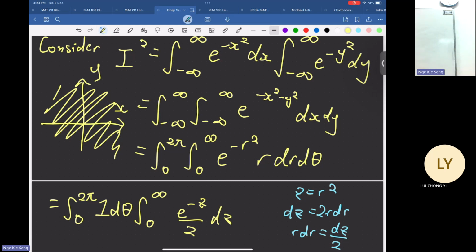How does the r turn to z? Integration by substitution. That's the happy face. And then there's nothing about theta here, so I can split the theta out again into a product. And then for the r part, I just integrate e to the minus z over 2. Following?